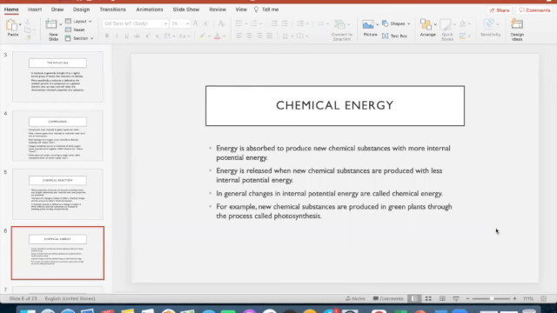Chemical energy is produced. Energy is absorbed to produce new chemical substances with more potential energy. When energy is released, new chemical substances are produced with less internal energy. In general, those changes in the internal potential energy are called chemical energy. New chemical substances are produced, let's say, in green plants through photosynthesis. This is where a chemical reaction can occur.